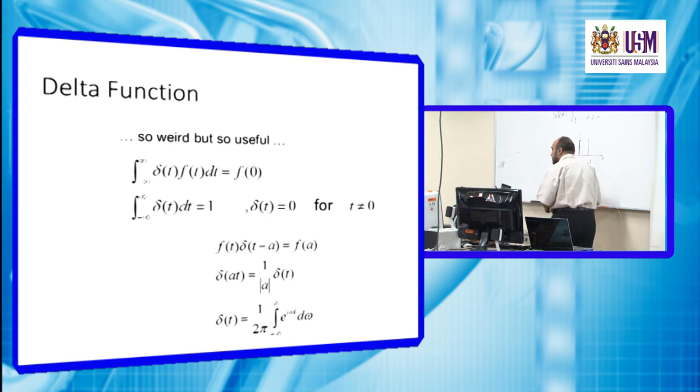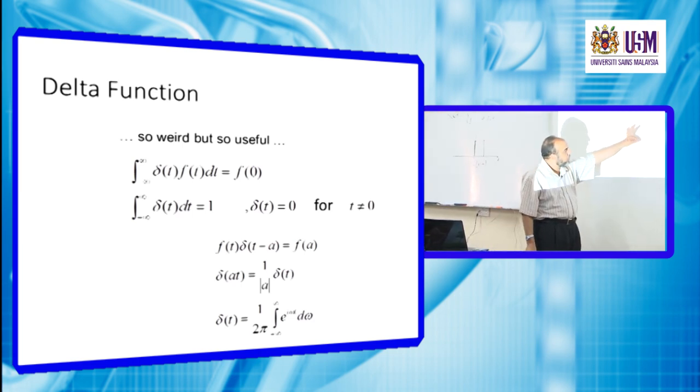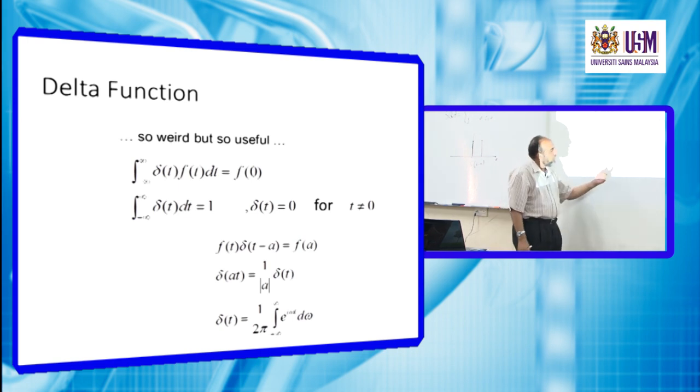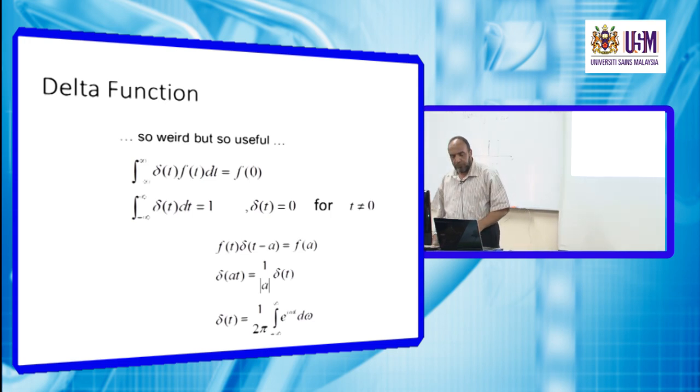Also, delta of scalar a times t equals 1 over the absolute value of a, delta t. And finally, delta t is the integration of the exponential of i omega t d omega from minus infinity to infinity, scaled by 1 over 2 pi.